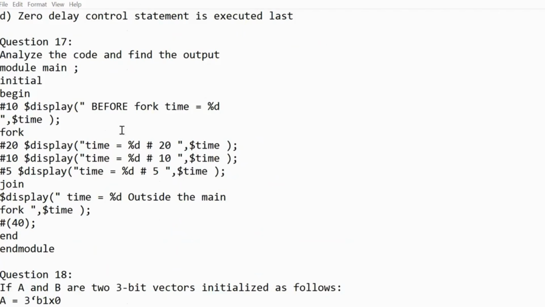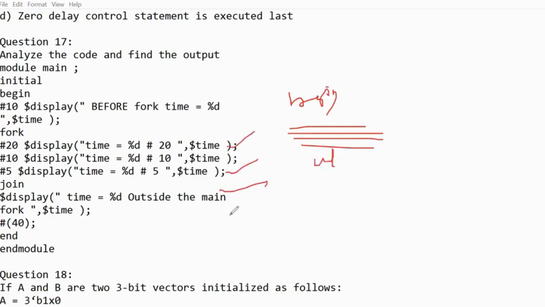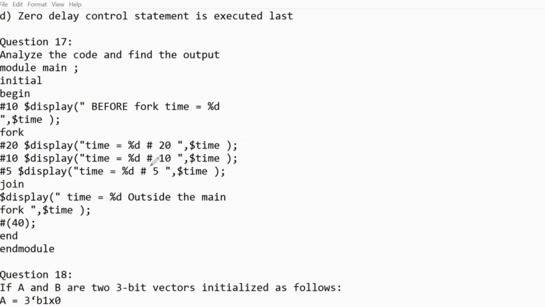Parallel threads. Yes, these are the parallel execution statements, whereas begin end statements will execute serially. But when we use fork join, all the statements will execute in parallel according to the delay. So can you tell me what is the output, at what time what statement will be executed?